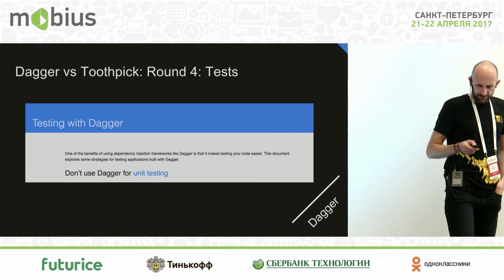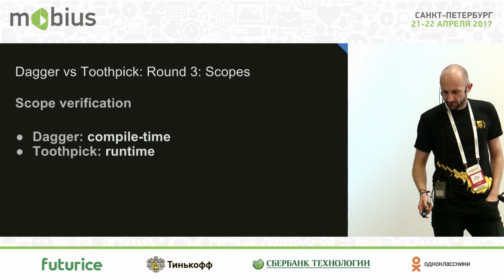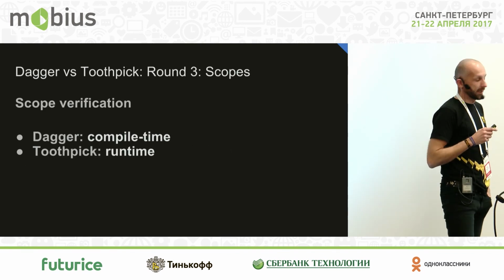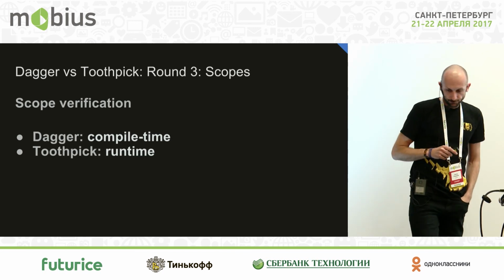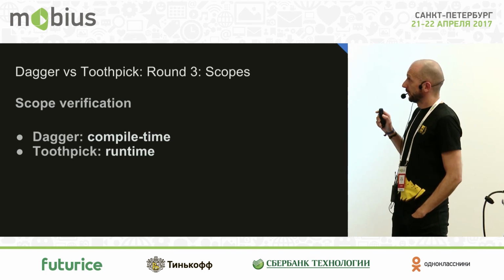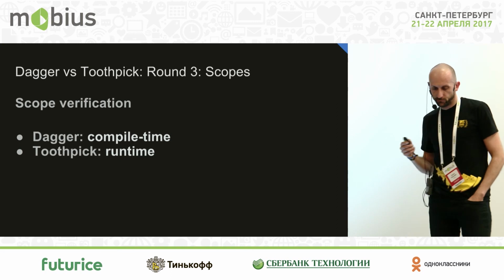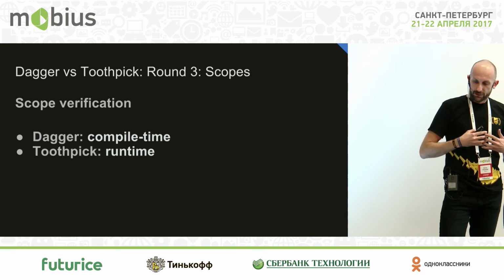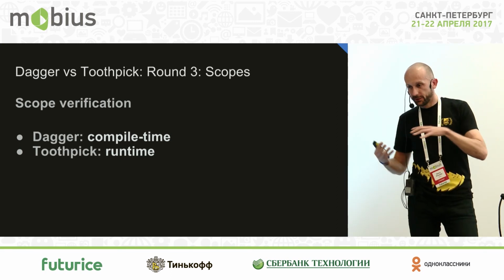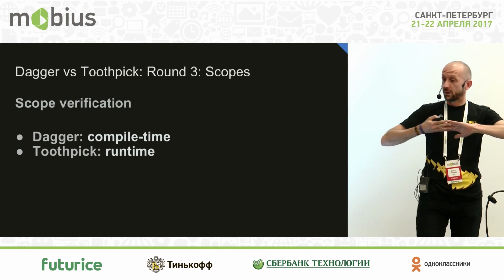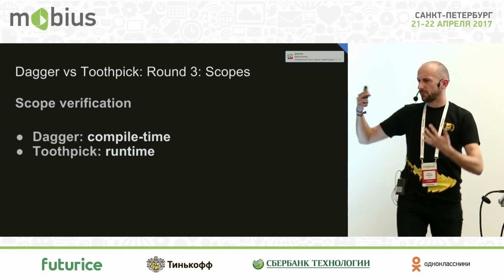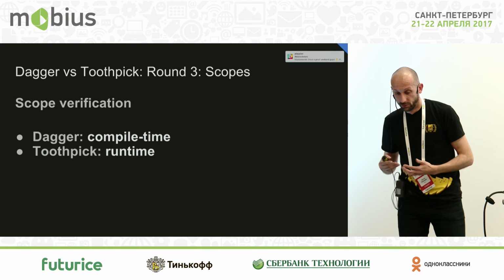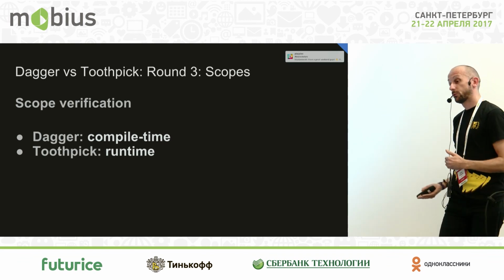So there's one thing, I think we mixed up the slides, about scope verification. So there is a difference here in how scope verification works. So what is scope verification? Basically, the dependency injection framework wants to make sure that you're doing everything right. That you're not injecting something that is not part of your current scope. There's a difference in how the two libraries work.